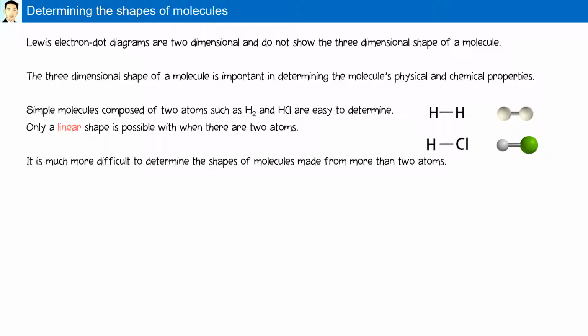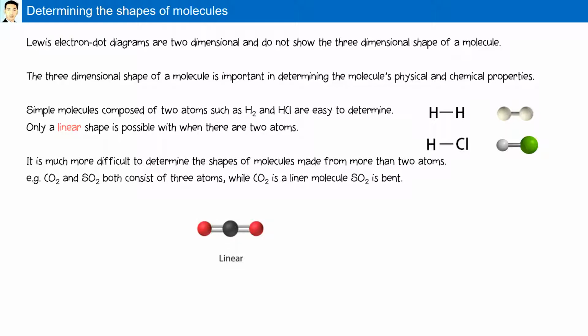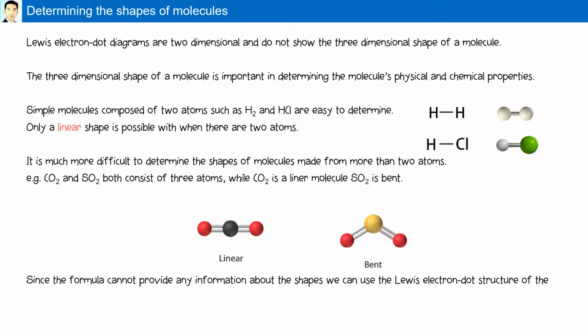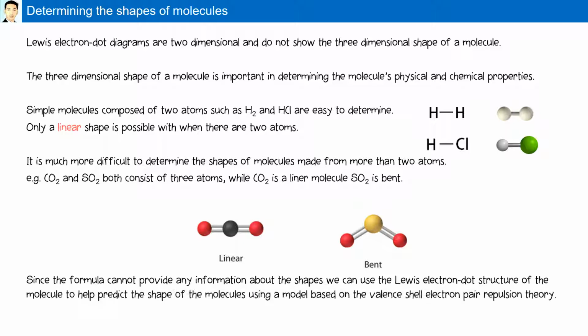It is much more difficult to determine the shape of molecules made from more than two atoms. Example: carbon dioxide and sulfur dioxide. Both consist of three atoms. While carbon dioxide is a linear molecule, sulfur dioxide is bent. Since the formula cannot provide any information about the shapes, we can use Lewis electron dot structures to help predict the shape of molecules using a model based on the valence shell electron pair repulsion theory, or VSEPR theory.